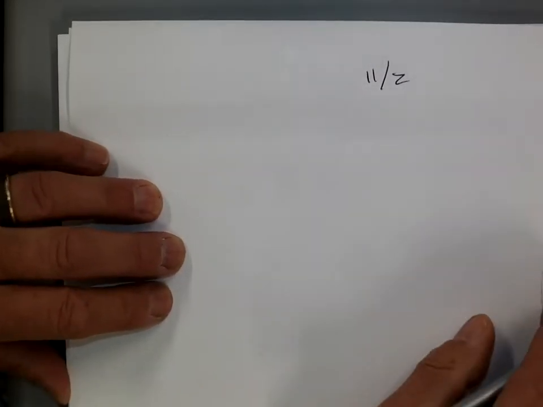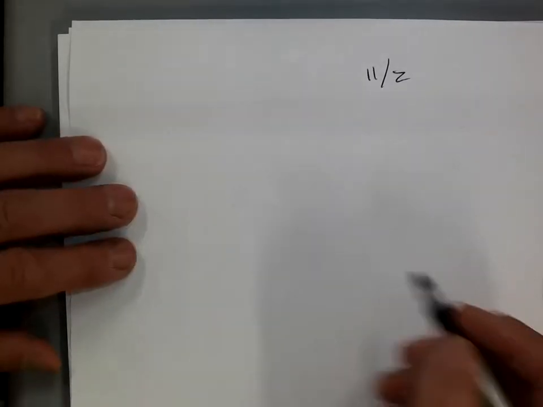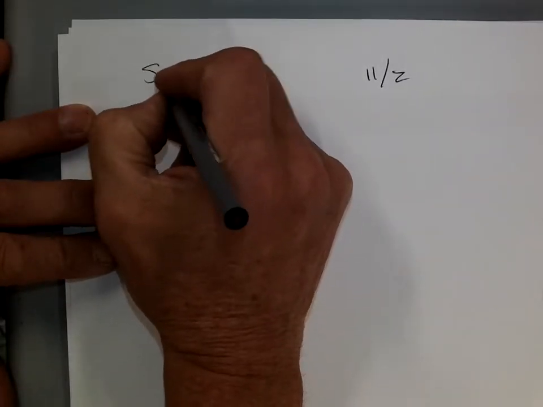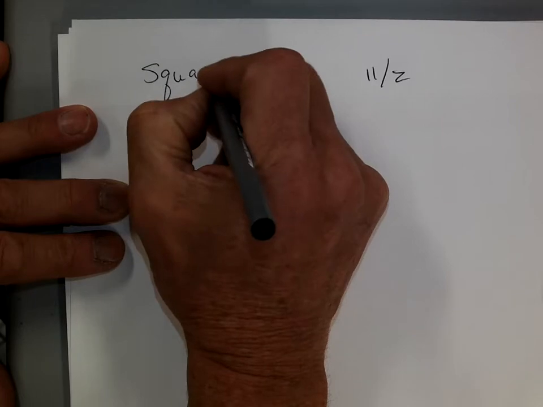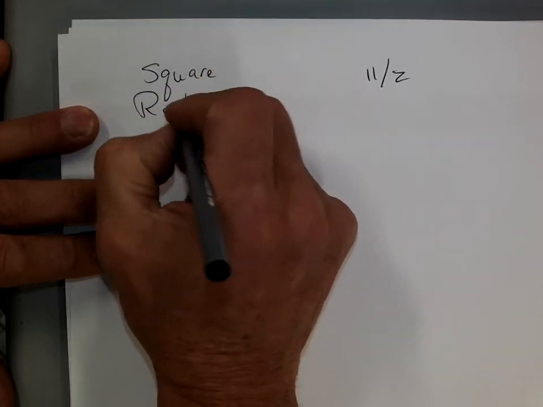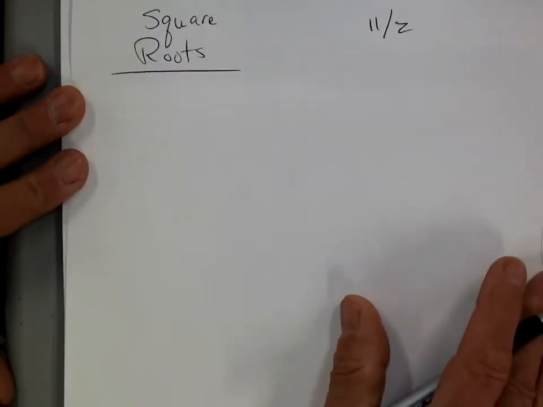It's the new quarter. So before we start anything, we've been talking about square roots, okay? And I'm going to just do a little quick review because it's been a while. So with square roots, a couple of things. One, we learned how to reduce them.